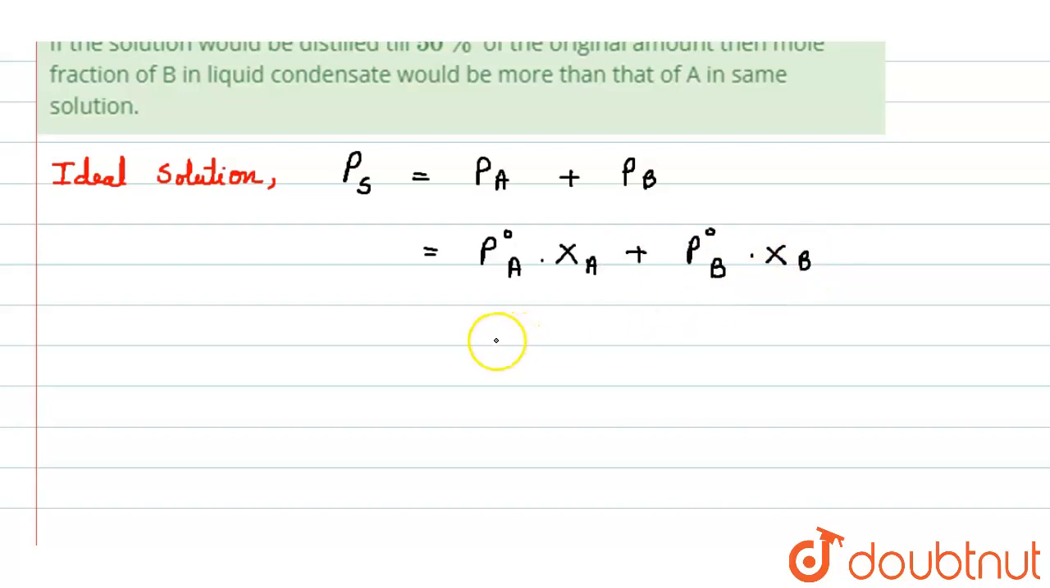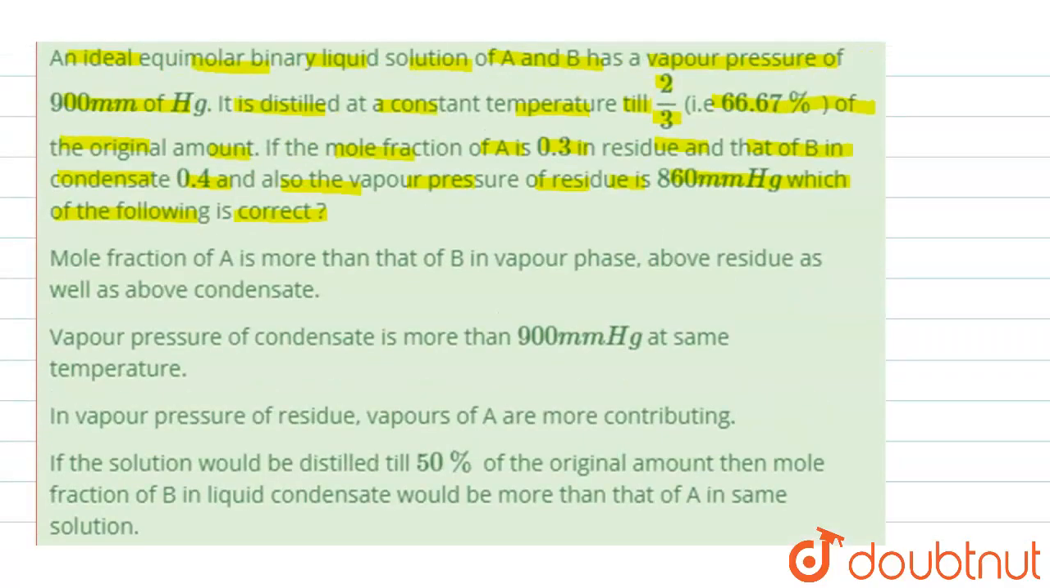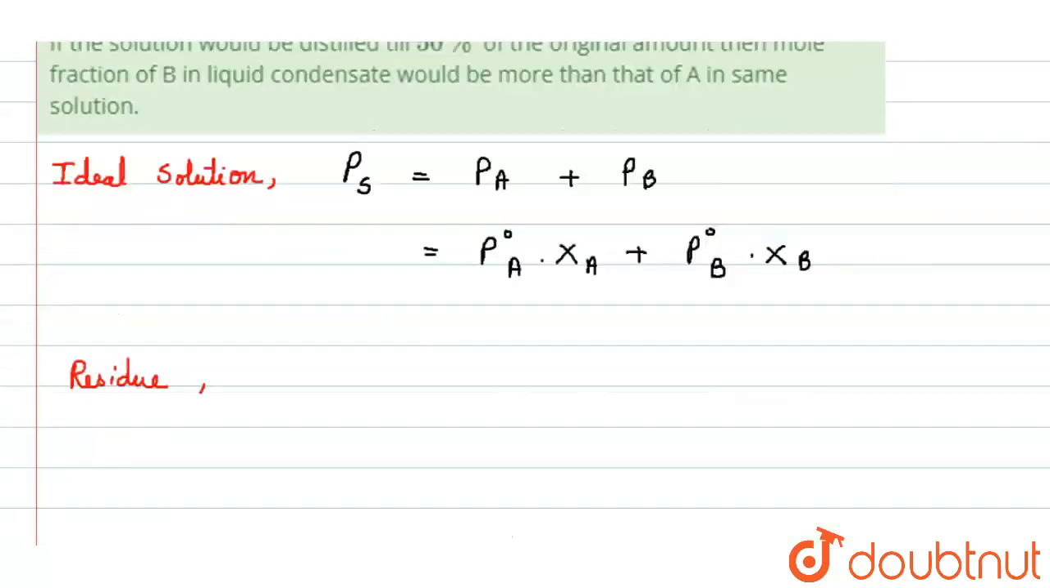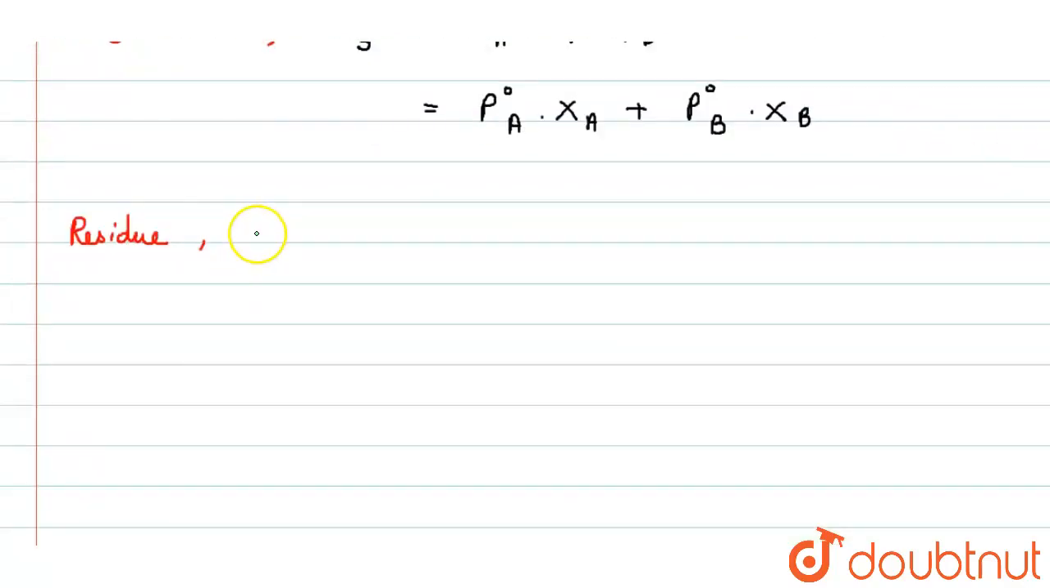Okay. So now for the residue, it is told that the mole fraction of A is 0.3 in the residue. So let us take this as X dash A, because it's a residue, 0.3. So definitely X dash B will be 0.7. How do we write the equation now?